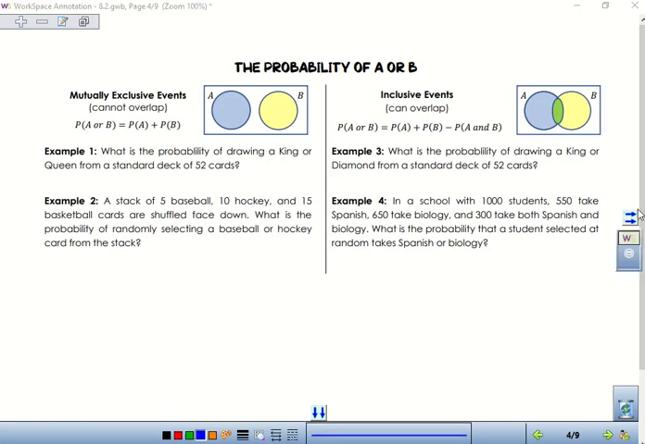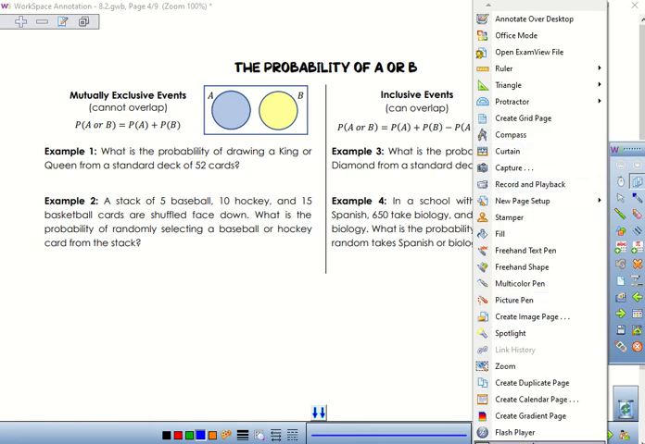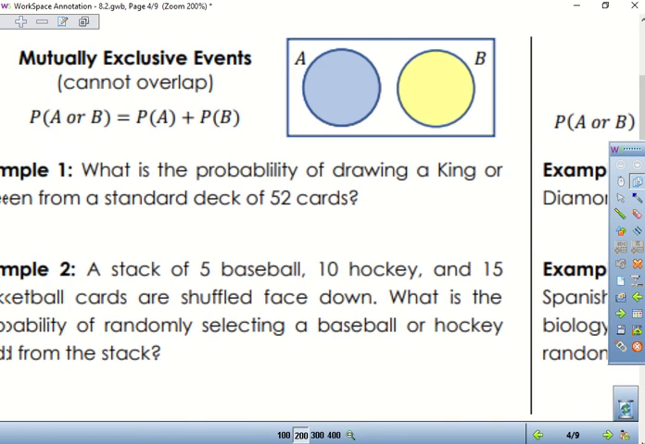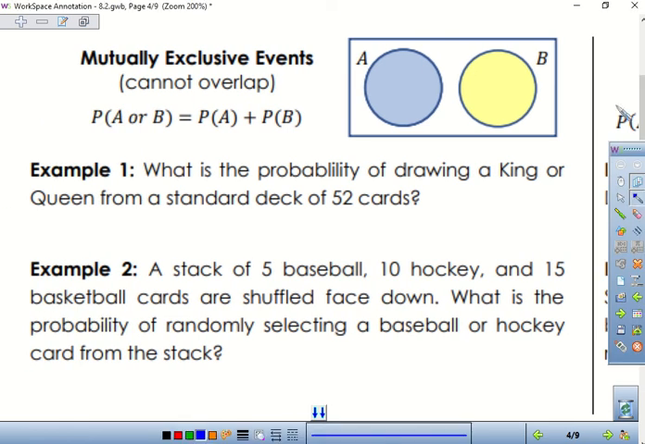So now we're going to talk about the probability of A or B, so events happening, one or the other event happening. So I'll zoom in here so we can get a better look at this. So we have mutually exclusive events. These are events that can happen that don't affect each other, okay? And when we have the probability of those that we want to find, we're going to add those 2 probabilities together. So, what is the probability of drawing a king or a queen from a standard deck of cards? Well, what is the probability of drawing a king?